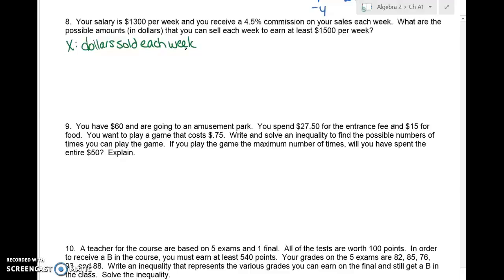Okay. Now your salary is $1,300 per week. Does that change each week? No. So you have $1,300. You're definitely going to get that each week. In addition to the $1,300, you'll get 4.5% commission. So each dollar that you sell, you get 4.5% of that back.